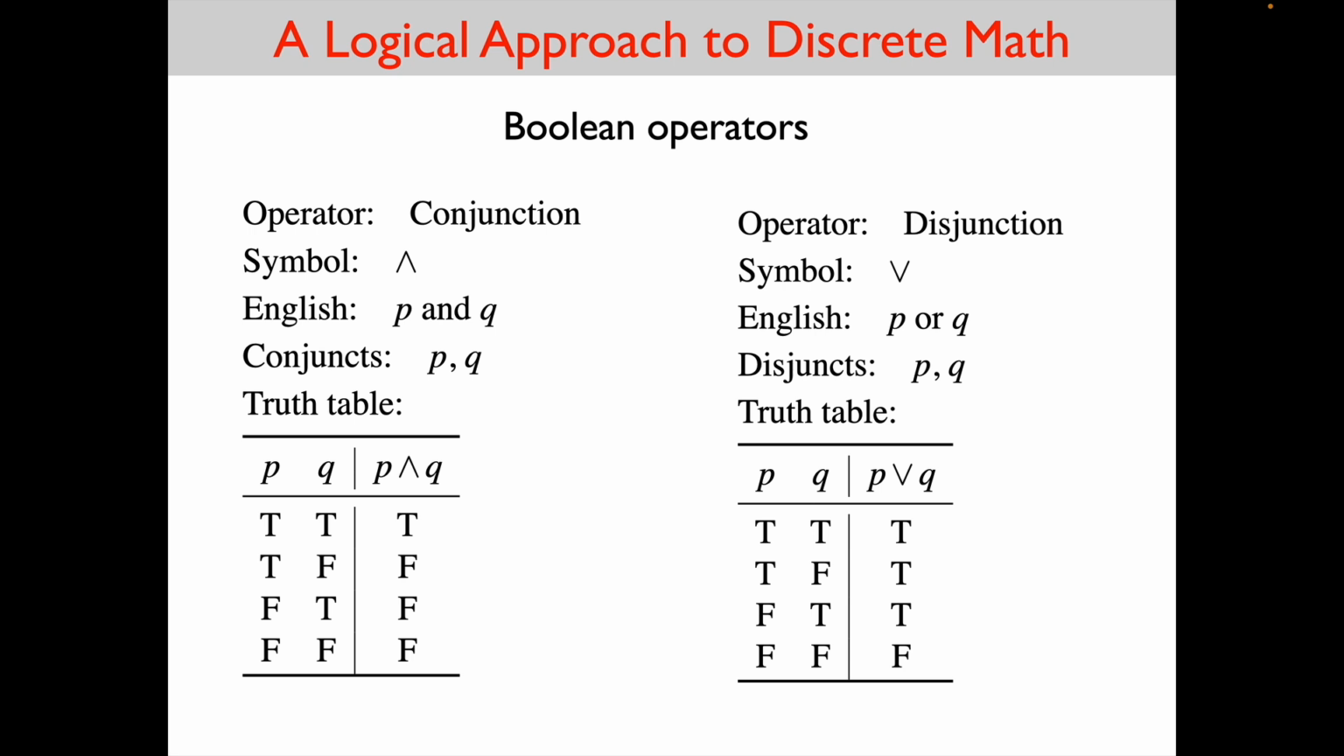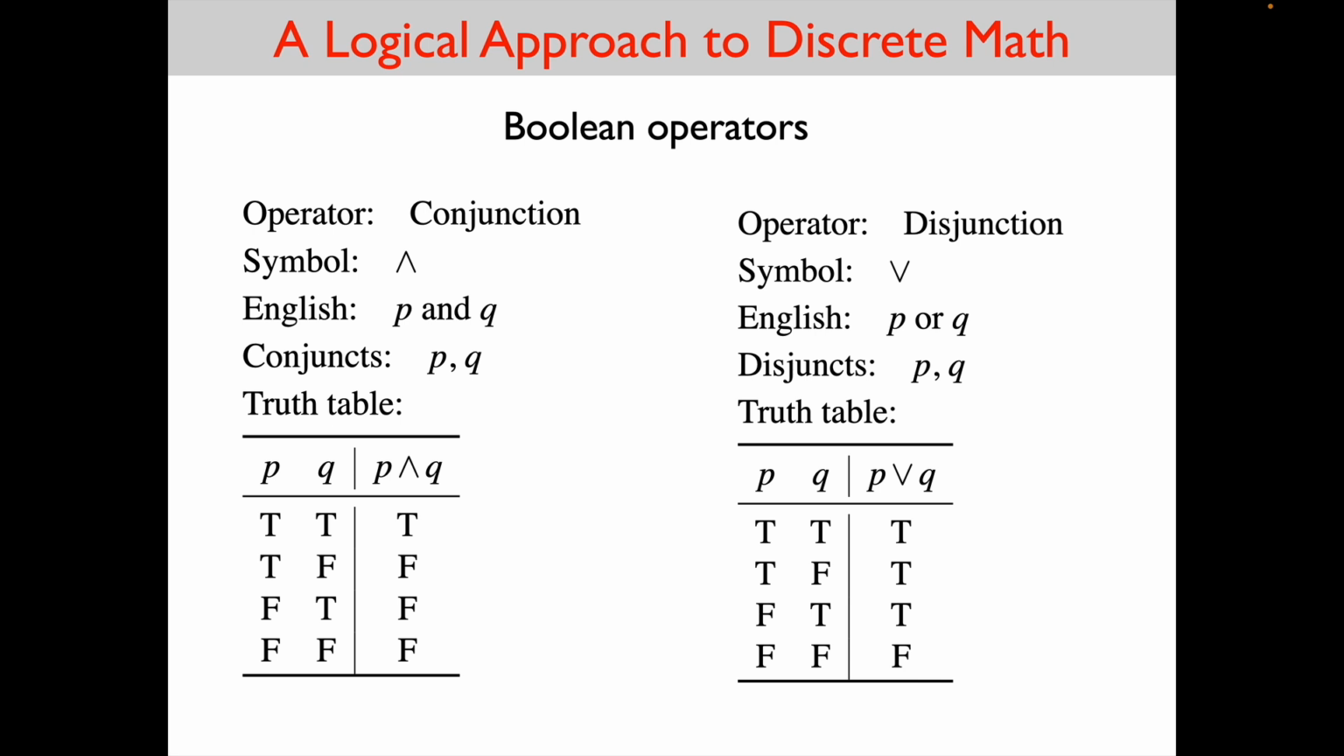The next operator is called disjunction, and the symbol is this upside down capital A, or it looks like a capital V, and the English expression is "or." The way we say that is "P or Q," and P and Q are called disjuncts. So that's the terminology that we use for the parts of an or expression. In the truth table, here again, there's 4 possible values for P and Q: true, true; true, false; false, true; and false, false. And then P or Q is true if one or both of them are true.